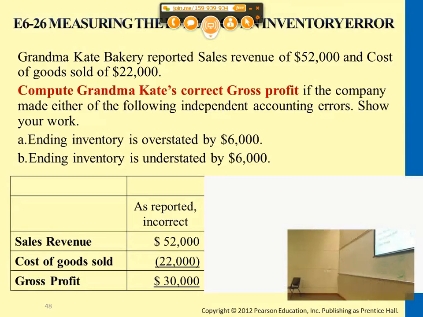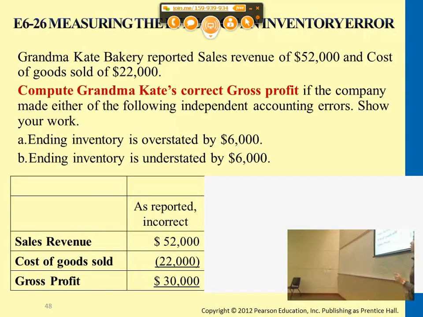Okay, let's do a quick exercise on this. So it tells you this bakery reported sales revenue $52,000, cost of goods sold $22,000, and they ask you to compute the correct dollar amount of gross profit here. So here you see two cases. A states that the ending inventory you see here on the balance sheet, that's stated in this company's balance sheet, is overstated by $6,000. Second case, ending inventory is understated by $6,000.